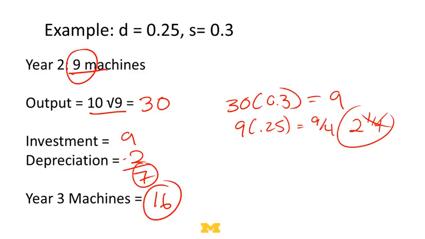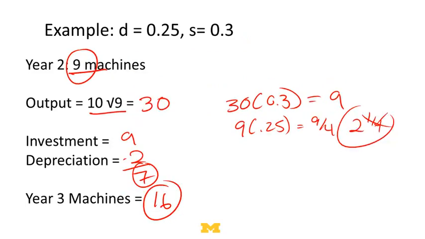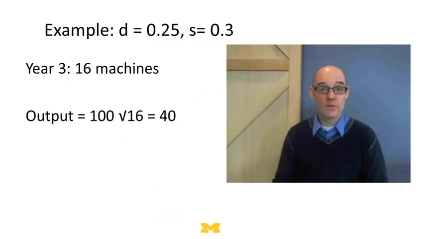Let's look at our GDP, right? The previous period, our GDP was 20. Now our GDP was 30, so we've got this nice sustained growth. Okay, let's look at year 3 now. Year 3, again, with our little fudge factor, we've got 16 machines.